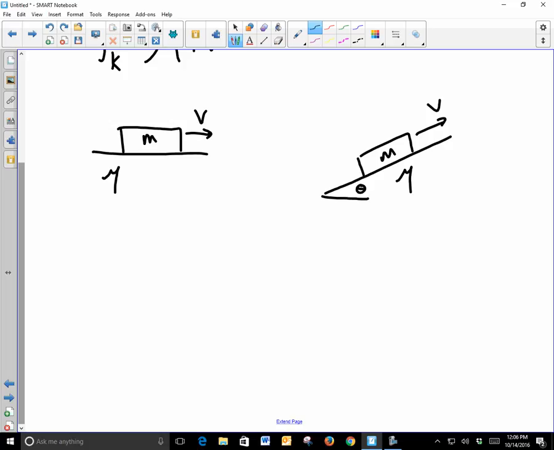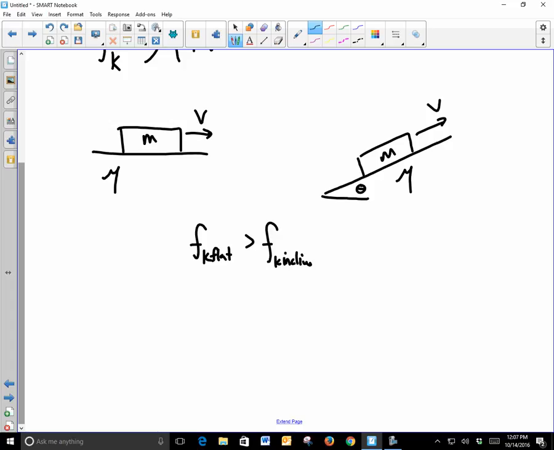Okay. So let's look at what Matthew said here. He says that the friction on the flat surface is going to be greater. So kinetic friction on flat is greater than the kinetic friction on incline. Yeah, you can write that. That's correct. So his reasoning was because the normal force on this surface is greater than the normal force on this surface.